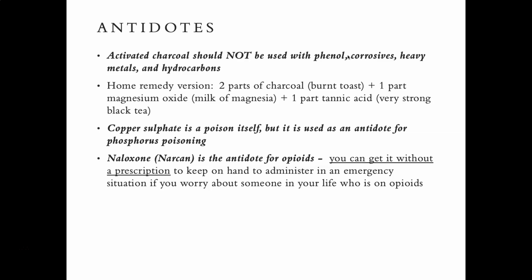Now, this next part will not be on your quiz, but I thought you would be interested in it. I certainly am. And definitely want to remember this in case, hopefully, I'll never have to use it, but it's good to know. The home remedy of activated charcoal is 2 parts of charcoal, usually through burnt toast, 1 part of magnesium oxide, which is milk of magnesia, and 1 part tannic acid from brewing some very, very strong black tea, and putting it all together, and it works as activated charcoal.